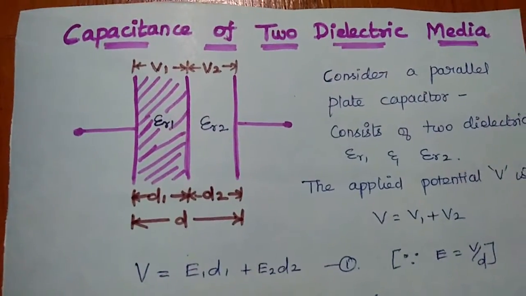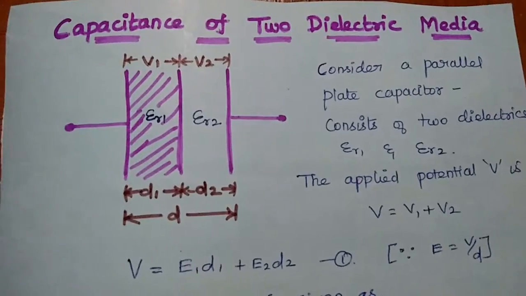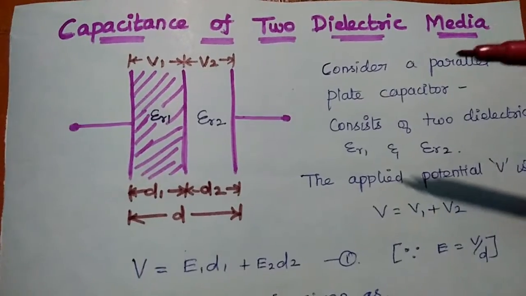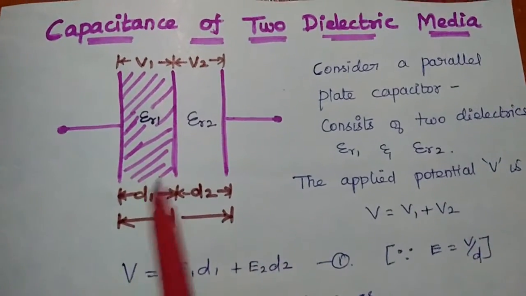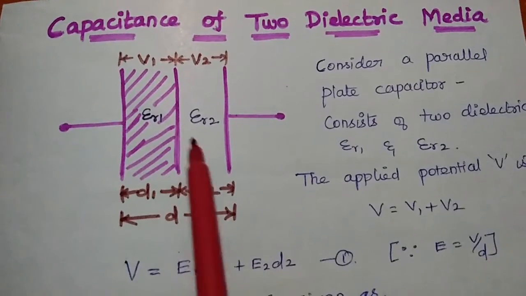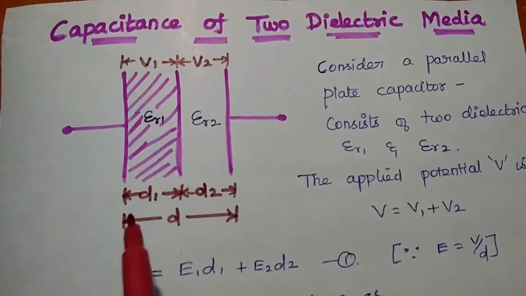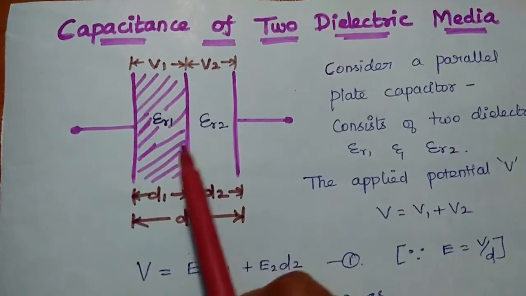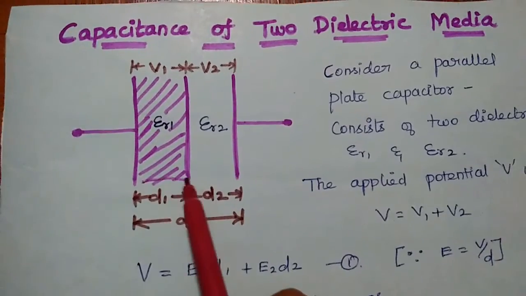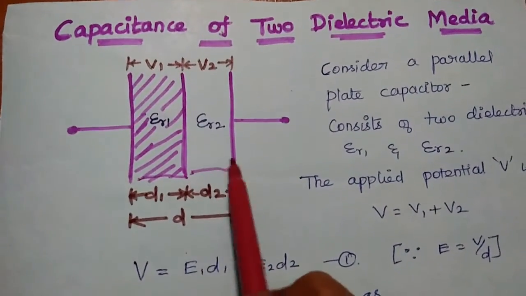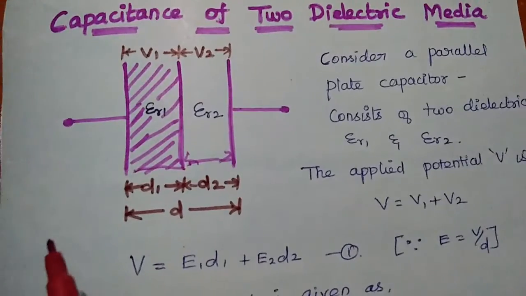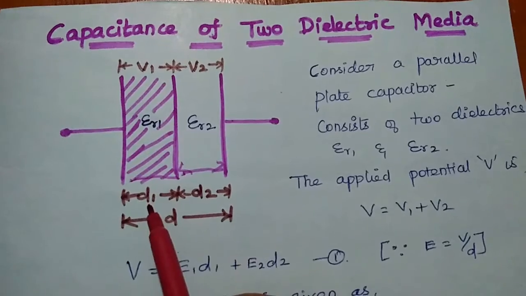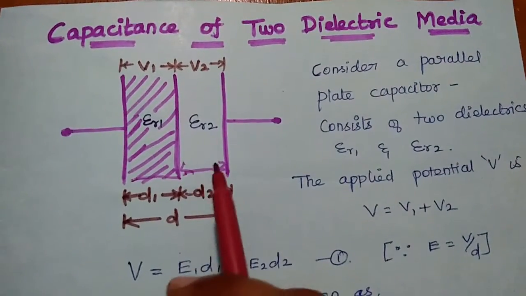Next, we are going to derive the capacitance with two dielectric media. In the previous case, we discussed only a single dielectric medium. Here, between the two parallel plates, we are going to consider two different dielectric media. Instead of a single dielectric, I am going to fill one part with one dielectric material and the other part with another dielectric material. In this case, the distance for the first dielectric material is D1 and the distance for the second dielectric material is D2.